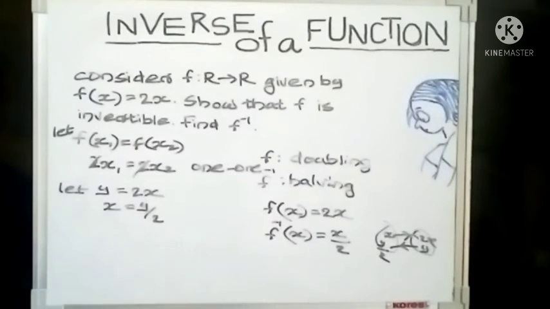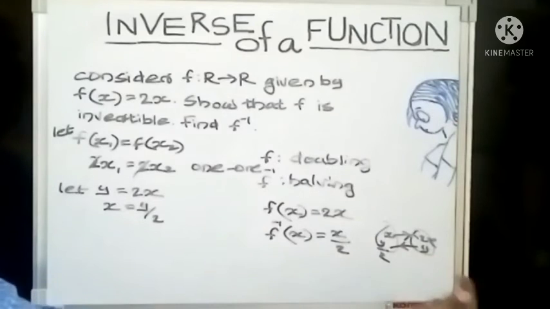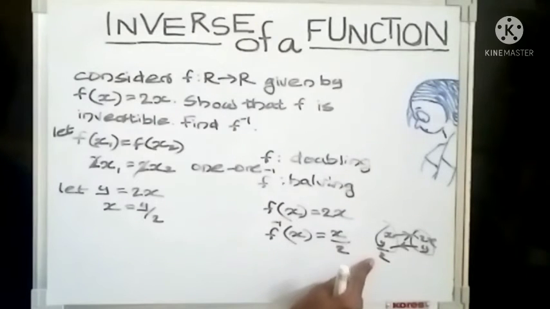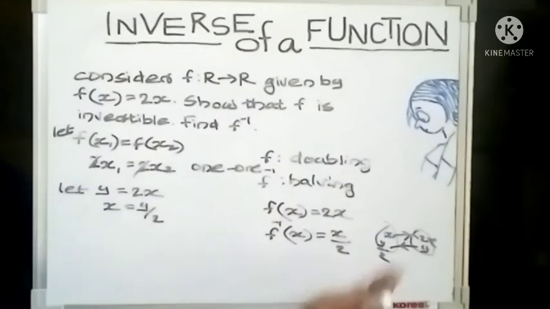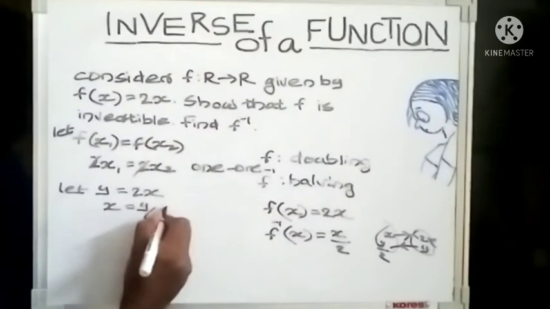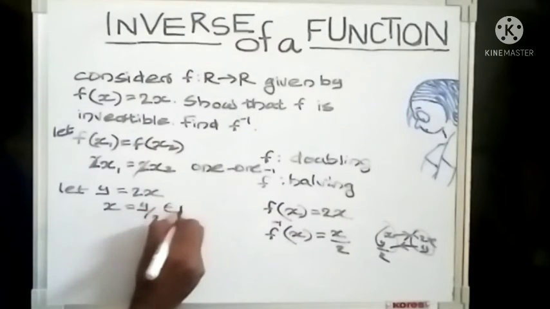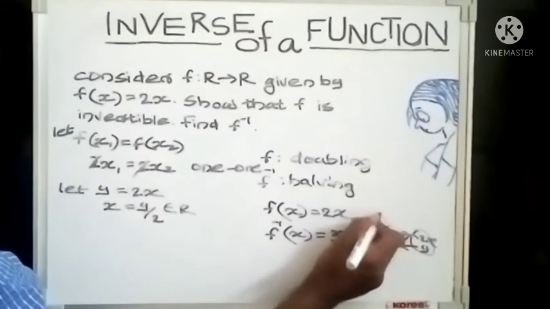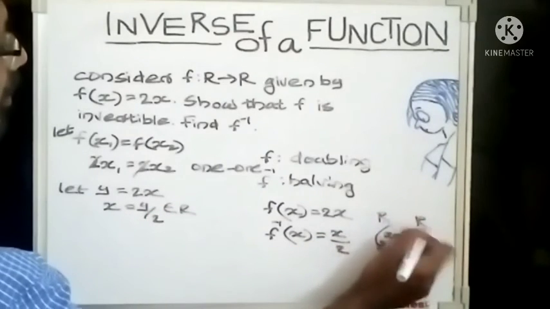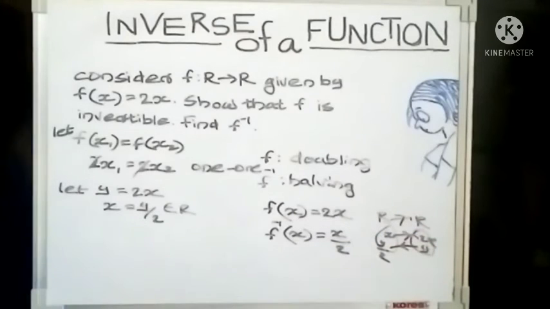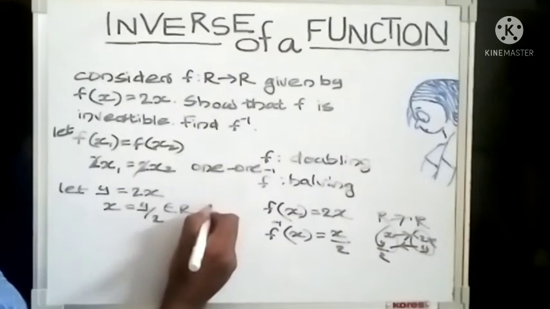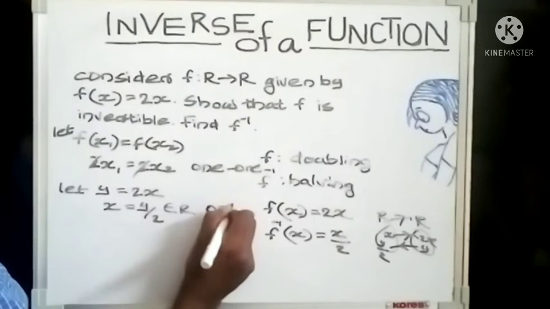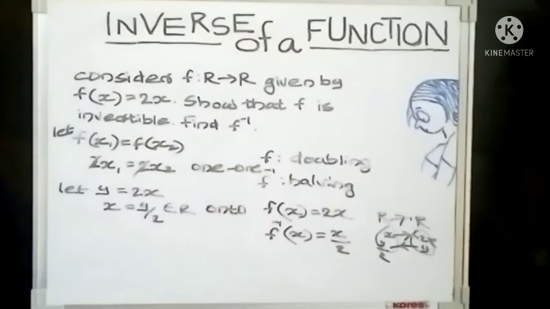If there is a y in the second set, there exists an x in the first set such that x equal to y by 2. It is also a real number. Y by 2 belongs to the first set of real numbers. F is defined from R to R. Thus the function is onto. Thus the function is both one-one and onto.